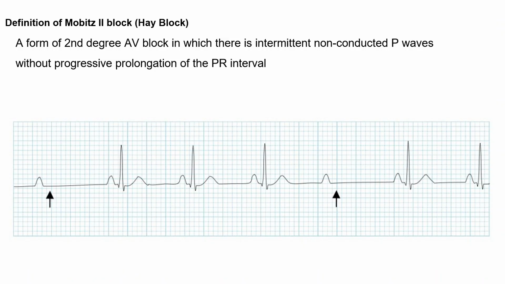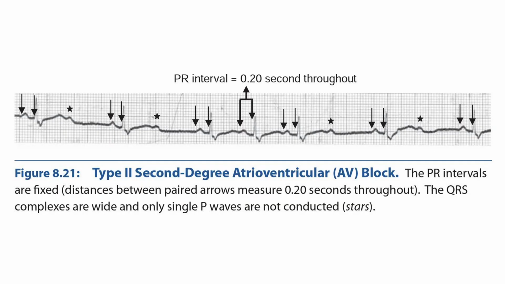Now coming to type 2, I have already discussed the concept behind it. You can see the PR intervals. If you look, the PR interval is constant, and here there is a non-conduction of impulse. This is due to damage to the structure below the AV node. So below the AV node, most of the times it is the bundle of His or below.